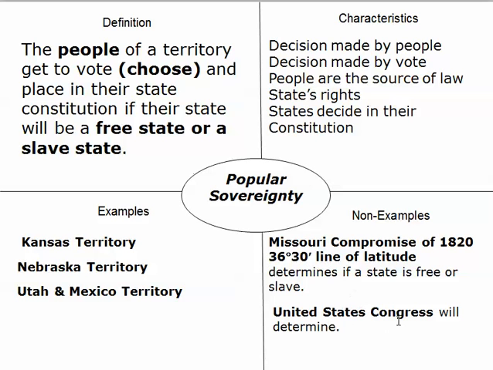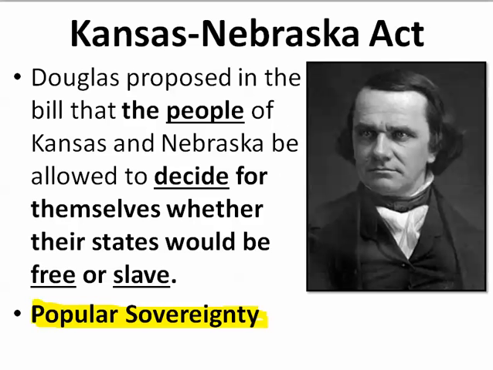The United States Congress ultimately determined whether they would be slave or free using this 36°30' line. Now it's people. People are going to determine through popular sovereignty. Popular is population of the people, and sovereignty, the rule of the people. They're going to determine whether they're going to be slave or free. Okay, so this opens up this question and these tensions that are going on between North and South, sectionalism, if you will.